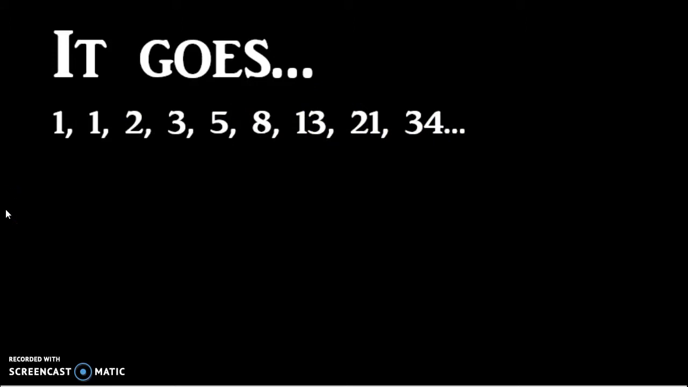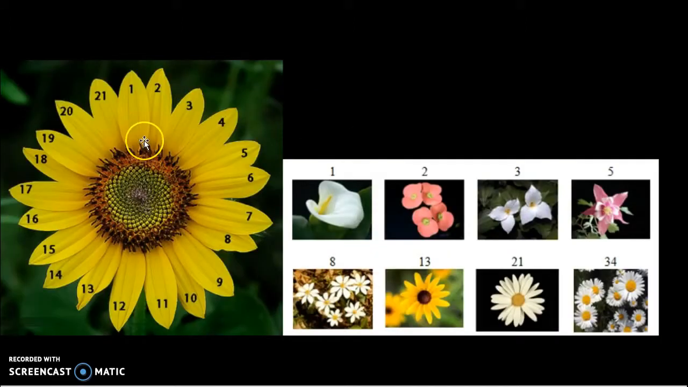If you took a stroll outside and counted the petals of a flower, it would probably be a Fibonacci number. So you have 1, 2, 3, 4, 5, 6, 7, 8, 9, 10, 11, 12, 13, 14, 15, 16, 17, 18, 19, 20, and 21. And as you can see with all these flowers, they have a Fibonacci number of petals.